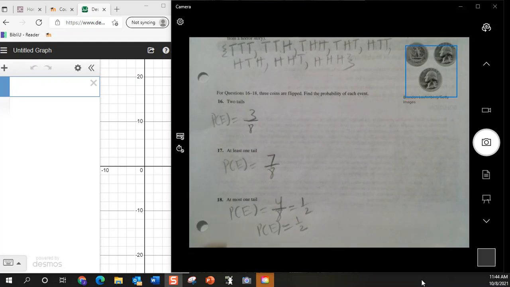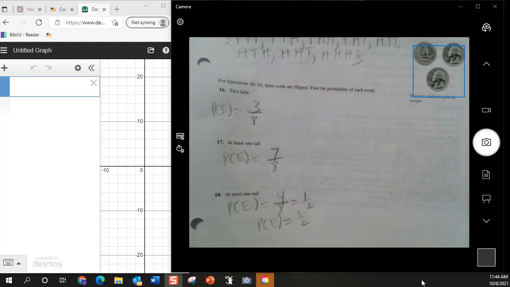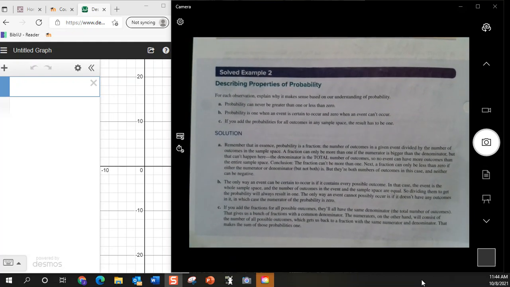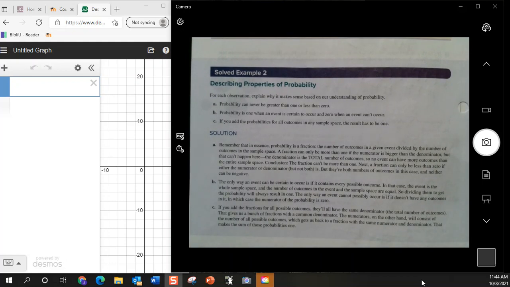Okay, now we move on over to the next page. Now with this next page, basically you could read this at your leisure where it says describing properties of probability. So basically it says probability can never be greater than 1 or less than 0, which is a true statement. If it's 0, that means it cannot happen. If it's 1, that means that it'll happen all the time. It's a guarantee. Probability is 1 when the event is certain to occur and 0 when the event can't occur. And that's true as well. If you add the probabilities for all outcomes in any sample space, the result has to be 1, which is also a true statement.